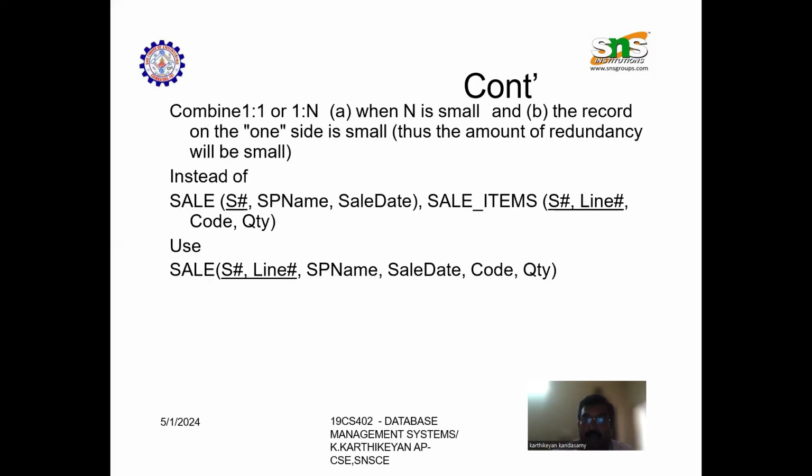Second, combine one-to-one or one-to-many relationships. When N is small and the record is on one table side, and smaller than the amount of N available in your table, you can modify your value. Sales has SP name and sales date, and sales item as line has code, quantity. Use sales line with SP name, sales date, code, and quantity. This is a condition of your process.